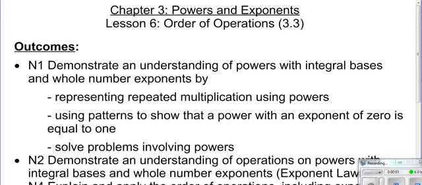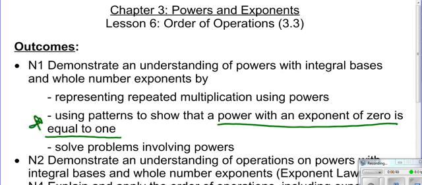All right, this is lesson 6, order of operations for chapter 3, powers and exponents. You may have noticed that we skipped a video for lesson 5. Lesson 5 is actually going to be an individual assignment that we complete in class. If you've already worked on lesson 5 by yourself, that's great. Hopefully from lesson 5 you have noticed that a power with an exponent of 0 is equal to a value of 1.